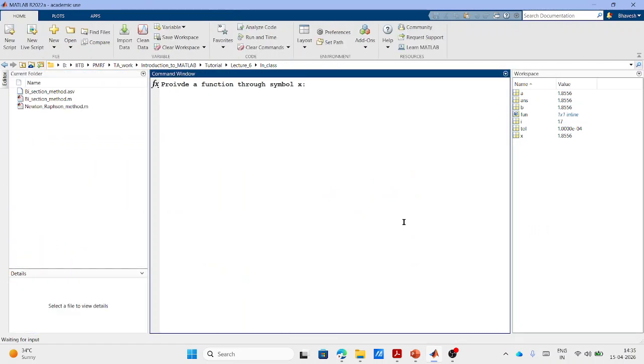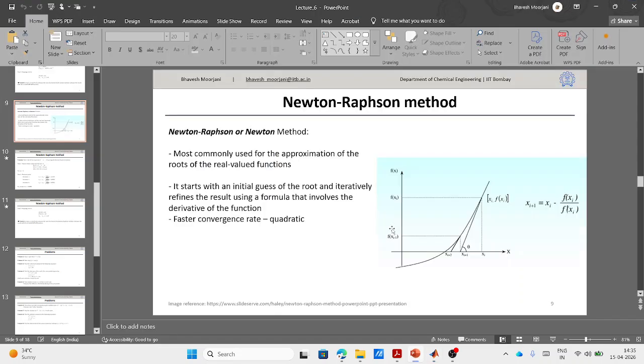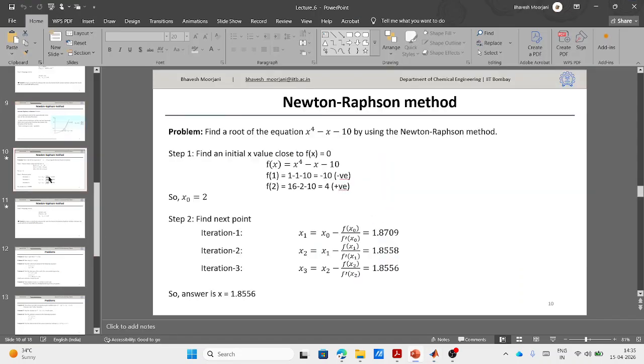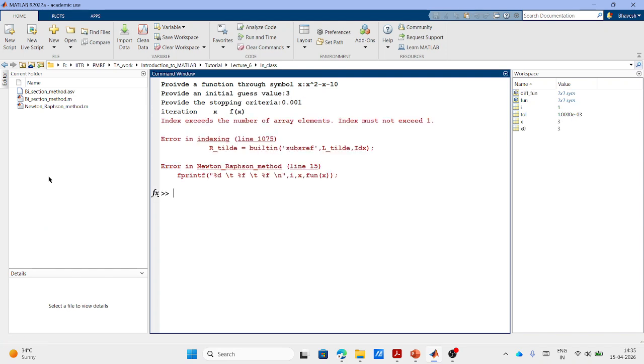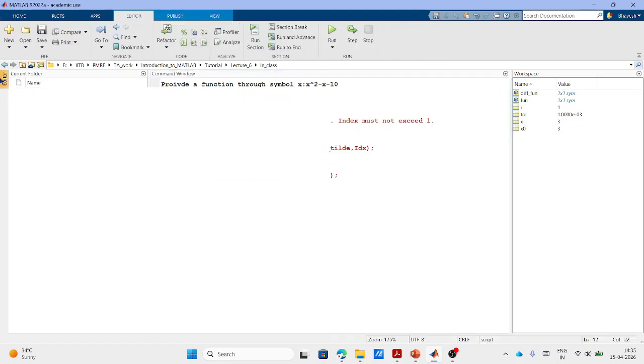So when I run it, I have been asked to provide the function, which is x square minus x minus 10. All right. Initial guess, let me provide the guess of 3, stopping criteria as 0.001. It shows some printing error.